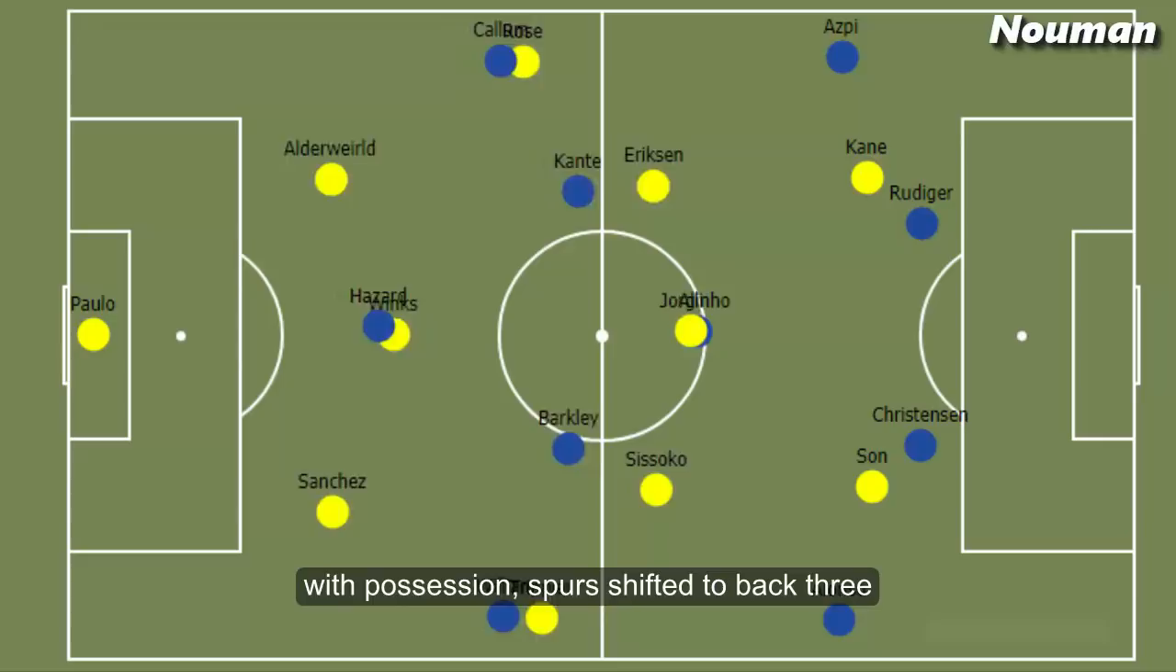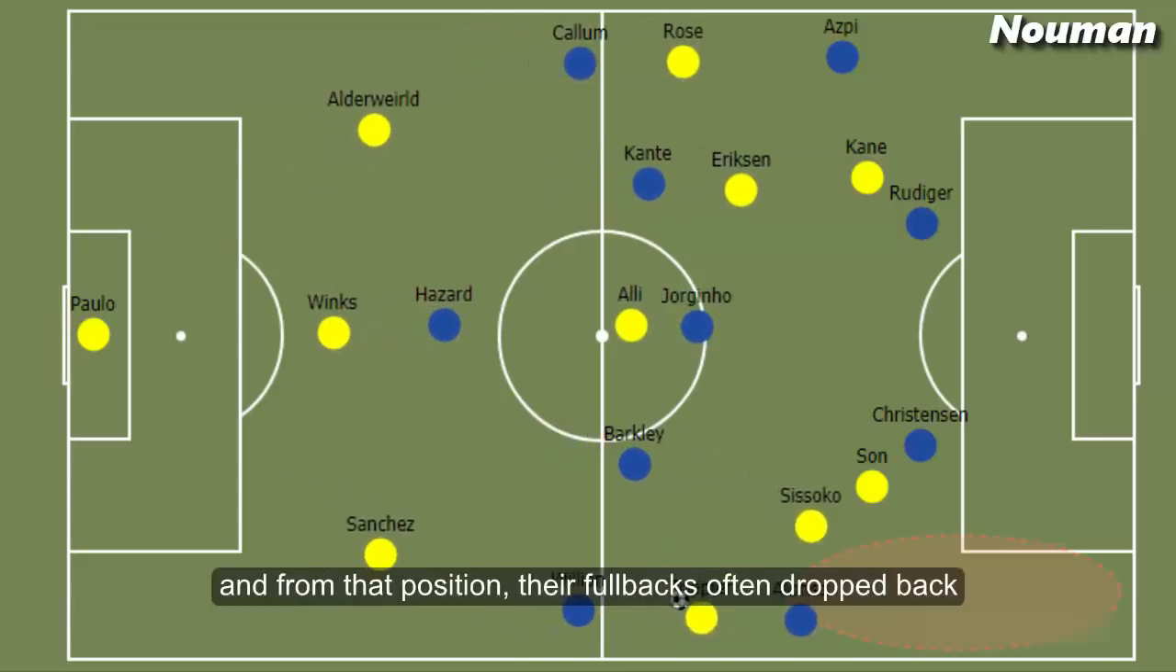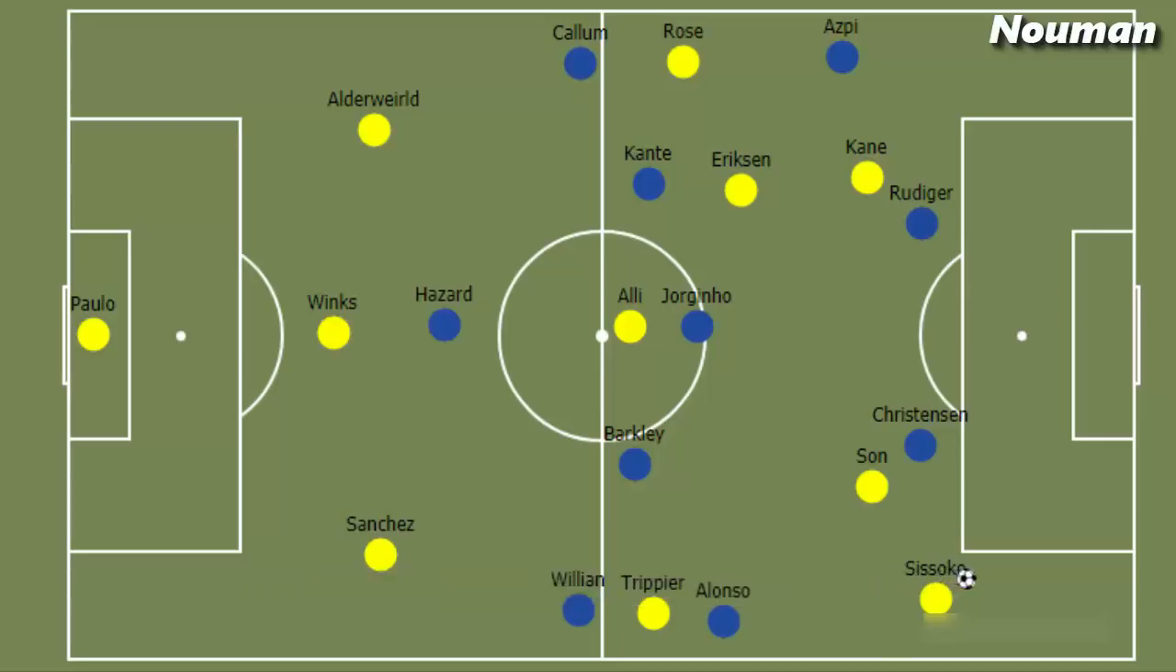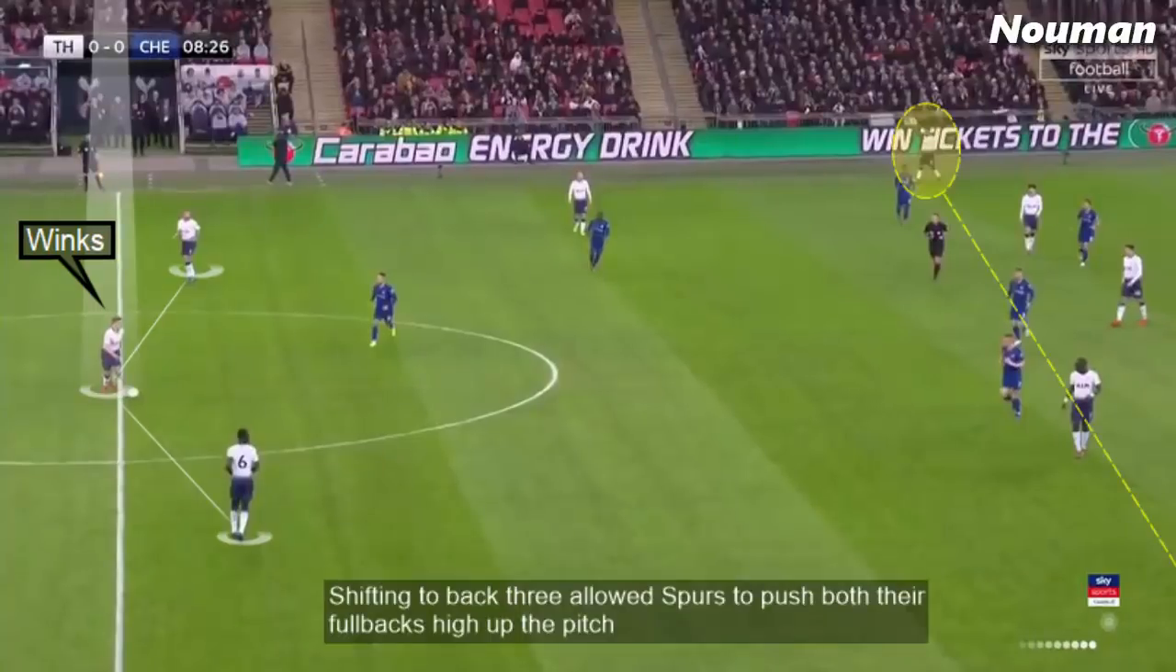With possession, Spurs shifted to back 3, which allowed their fullbacks to push forward. And from that position, their fullbacks often dropped back and pulled Chelsea's fullbacks out of their positions to create spaces for the midfield runners. Spurs shifting to back 3 with possession, with wings dropping in the defensive line. They have shifted to back 3, and that has allowed their fullbacks to push forward.